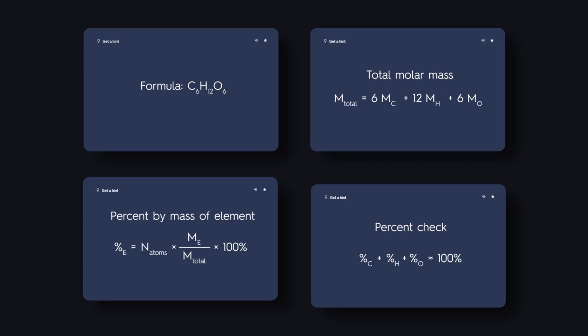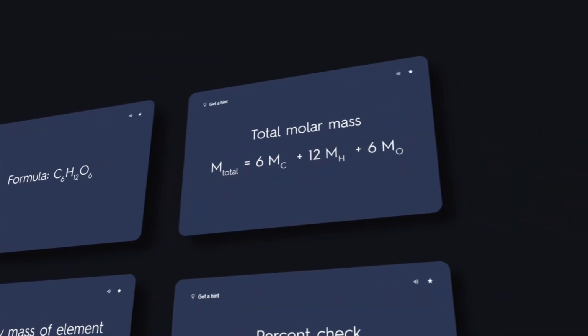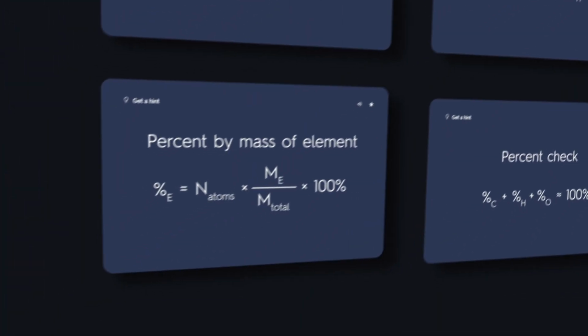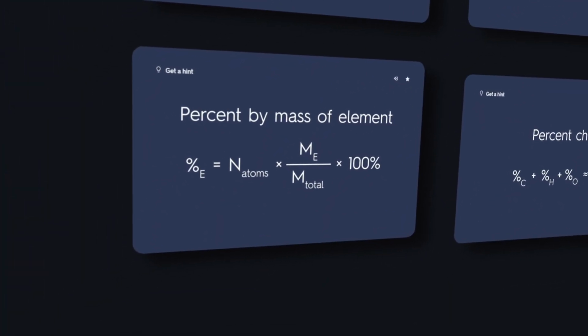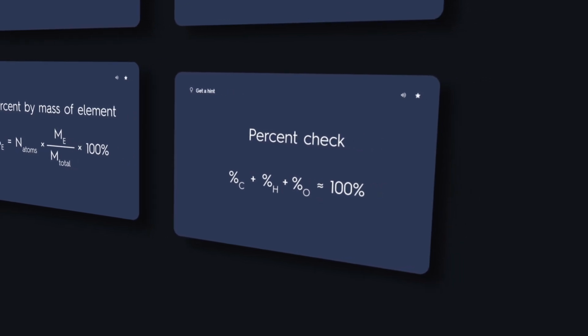Here is a quick recipe for calculations. Identify the formula, calculate the total molar mass, take each element's share over the total molar mass times 100%, and then check that the percentages make sense.